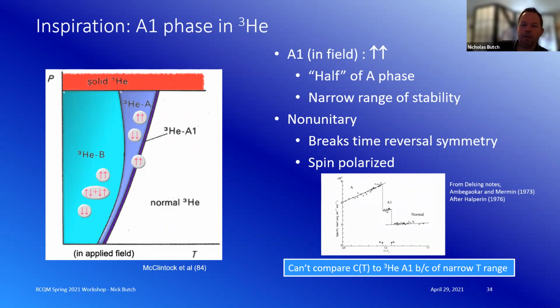So I was looking around and I said, well, actually, we're going to do a comparison of the specific heat. The main problem with that entirely is that it lives over such a narrow range of parameters that you're never going to get a low temperature limiting behavior in this thing. So can't do that.